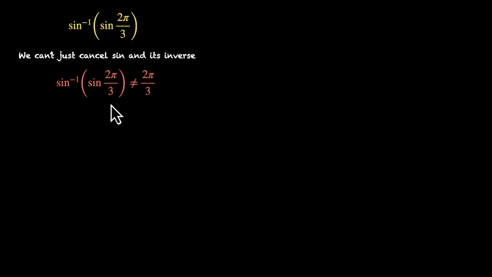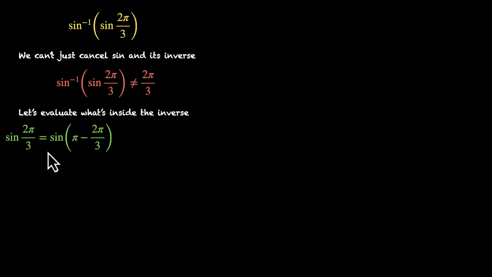But let's find the value of sine 2 pi by 3. Let's evaluate what's inside this inverse. So we have sine 2 pi by 3. That's sine of pi minus 2 pi by 3. We can apply trigo here. Sine of pi minus theta is equal to sine theta. This is sine of pi minus 2 pi by 3. That's sine of pi by 3. And sine of pi by 3, that's equal to root 3 by 2. This is 60 degrees. Sine 60 is root 3 by 2. So this is true. Sine of 2 pi by 3 is equal to root 3 by 2.